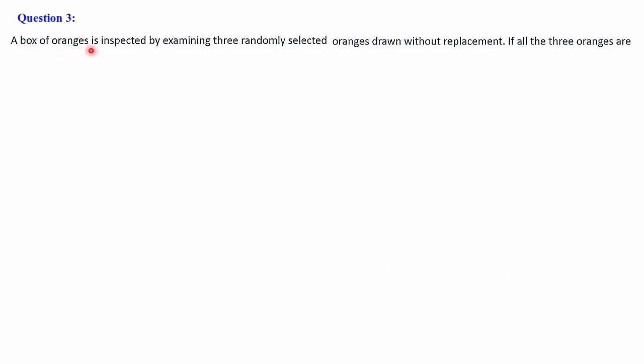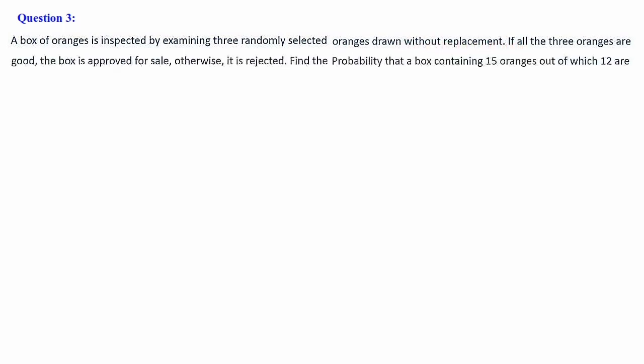Next, move on to question number 3. A box of oranges is inspected by examining 3 randomly selected oranges drawn without replacement. If all the 3 oranges are good, the box is approved for sale, otherwise it is rejected. Find the probability that a box containing 15 oranges, out of which 12 are good and 3 are bad ones, will be approved for sale.